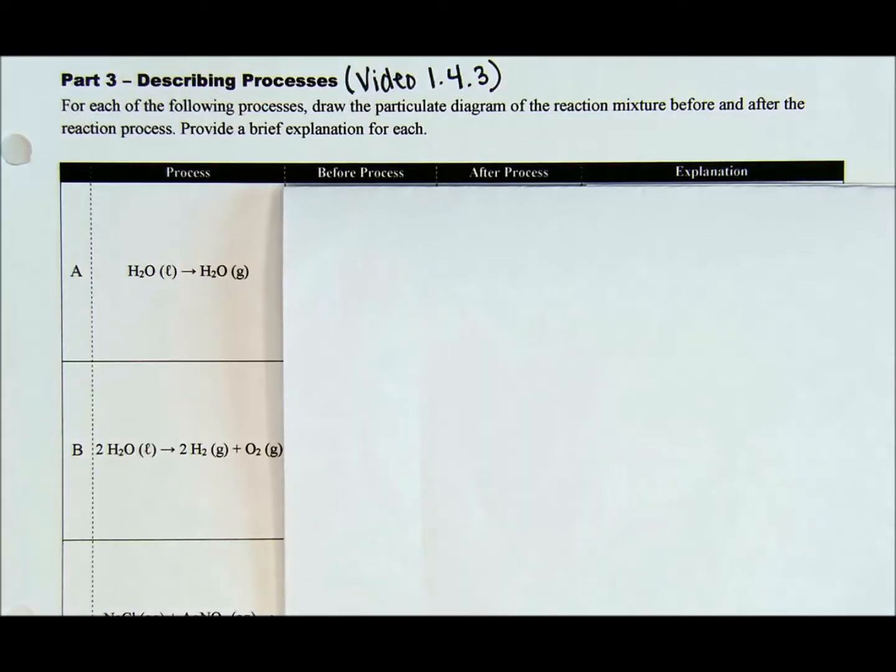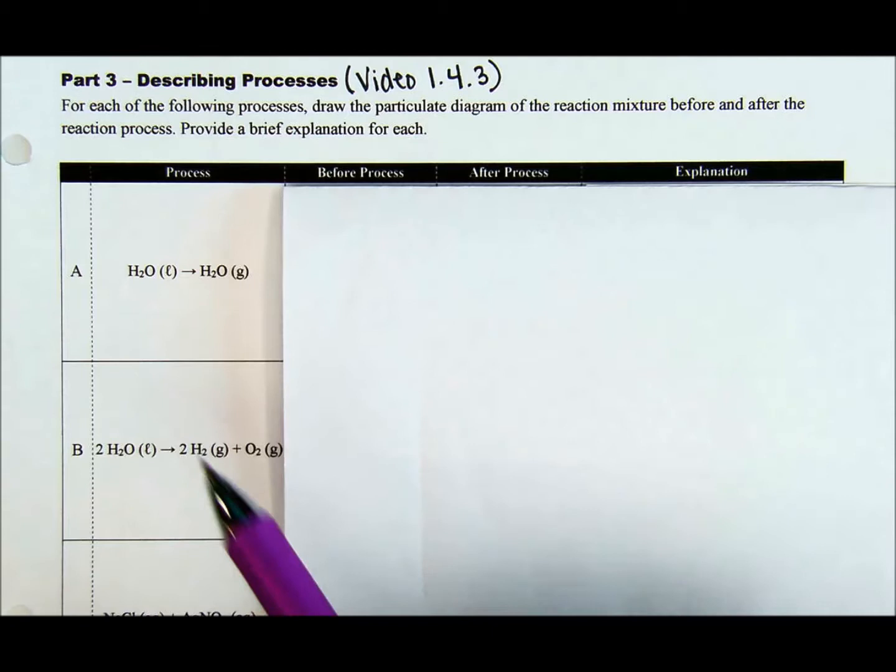Alright guys, let's get started on video 1.4.3. This is the last part of our 1.4 notes, and we are going to be describing some processes here. For each of the following processes, draw the particulate diagram of the reaction mixture before and after the process, and provide a brief explanation for what's happening in each one.